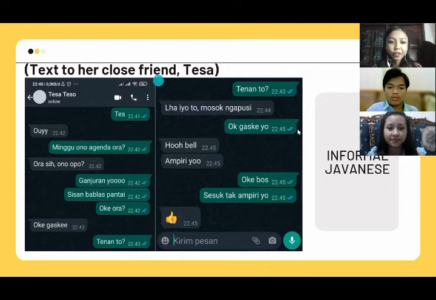Okay, thank you, Dila, for your explanation. So, everyone, based on this setting, we can conclude that the social factor from this text or this composition is the social distance. Why? Because it reveals and illustrates how far Bella and Tessa know each other. Next, Dila.